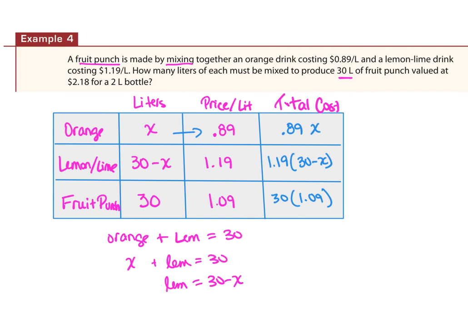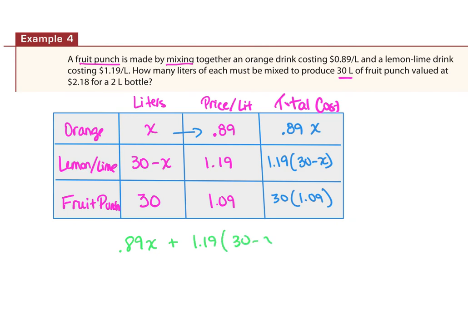So then I should be able to add down how much my orange drink cost plus how much my lemon lime cost should equal my total cost, right? And so that last column sets up your equation. I'm going to take this last column and I'm going to make my equation from this last column. I'm going to say, well, 0.89x, that's my orange drink, plus the $1.19 per the 30 minus x should equal 30 times $1.09. Okay? Does everybody see that?